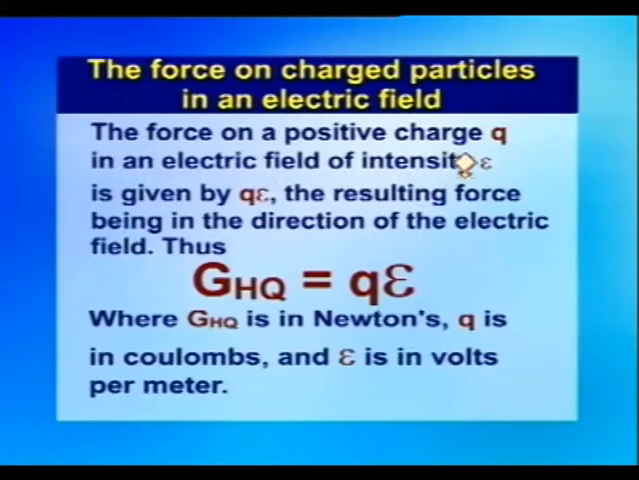The force on a positive charge Q in an electric field of intensity E is given by Q into E, the resulting force being in the direction of the electric field. So we can express this as F equals Q into E, where F is in newtons, Q is in coulombs, and E is in volts per meter.